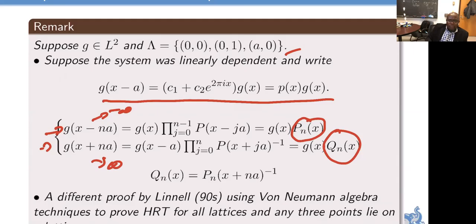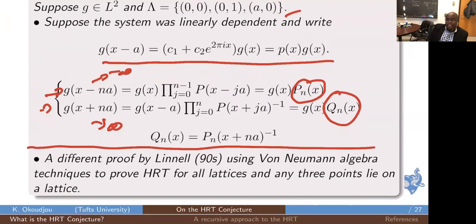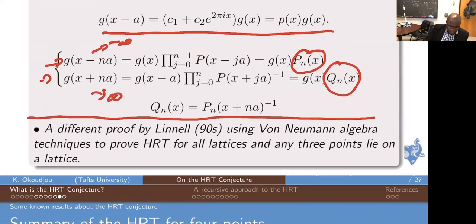I'm not going to go into the completely technical detail, but that's a picture I want you to keep in your mind. The only disclaimer that I need to make is that the proof that I mentioned by Linnell of the HRT conjecture for lattices is completely different from this one, and that used von Neumann algebras. And that has not been replicated in any of the other situations that have been looked at so far.